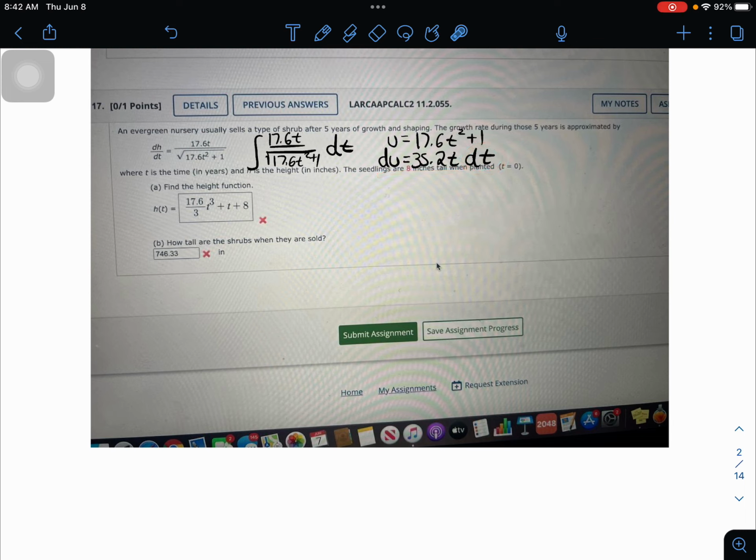And a lot of people always do that. They'll take whatever they get right here and they'll solve it for the dt in this case, or the dx if it was an x. So I'm going to do that. I'm going to divide this by 35.2t. That cancels out, so I have du divided by 35.2t equals dt.